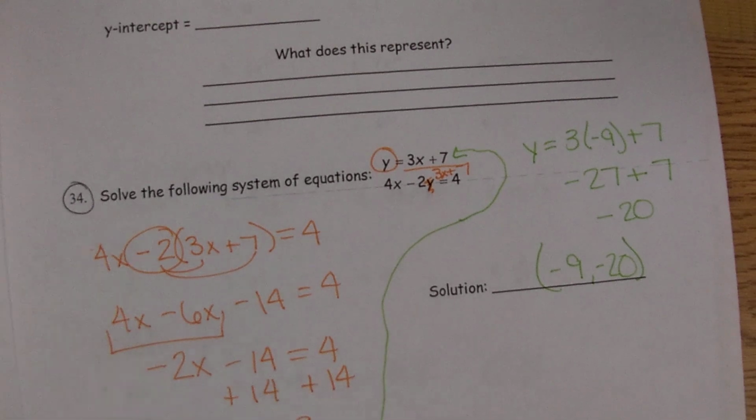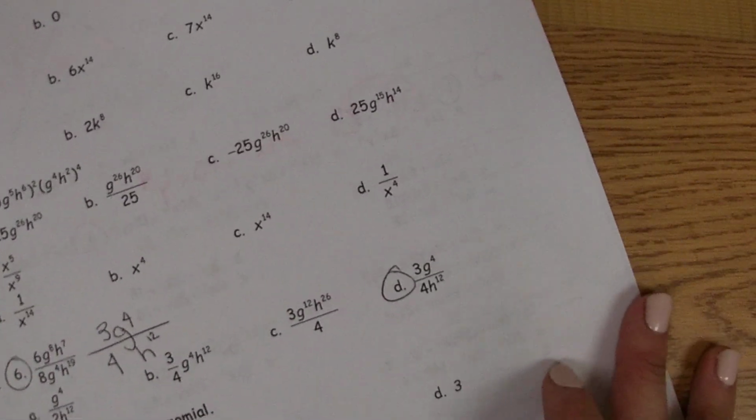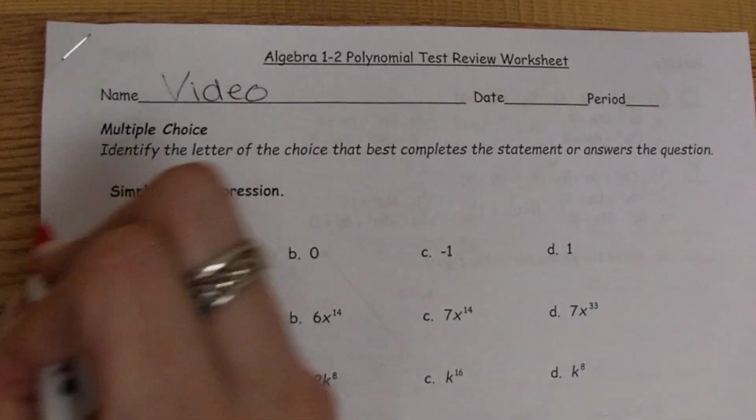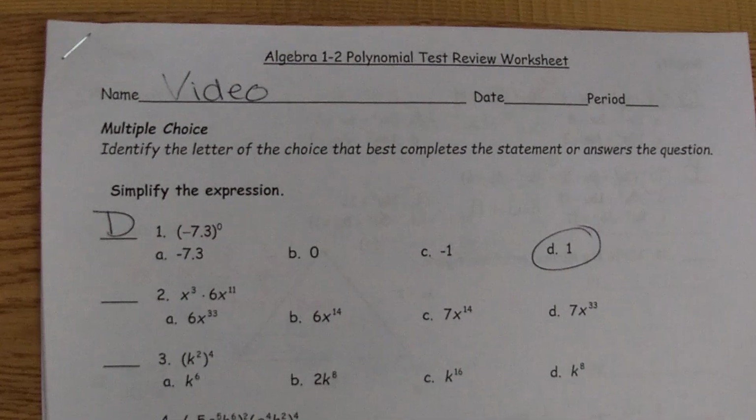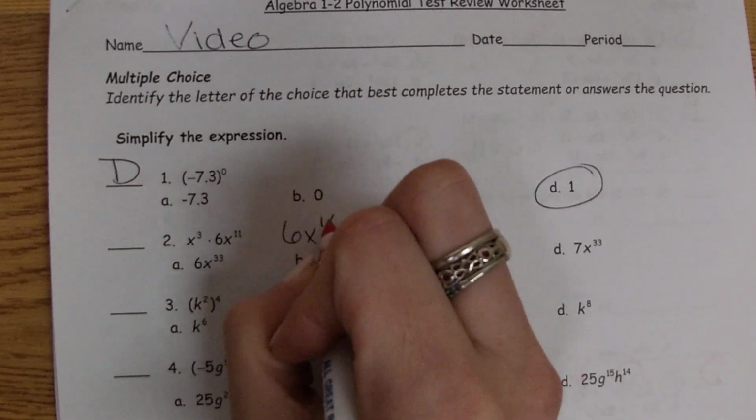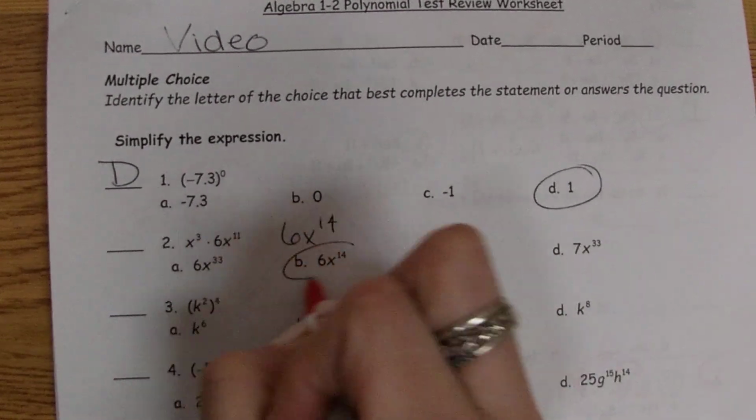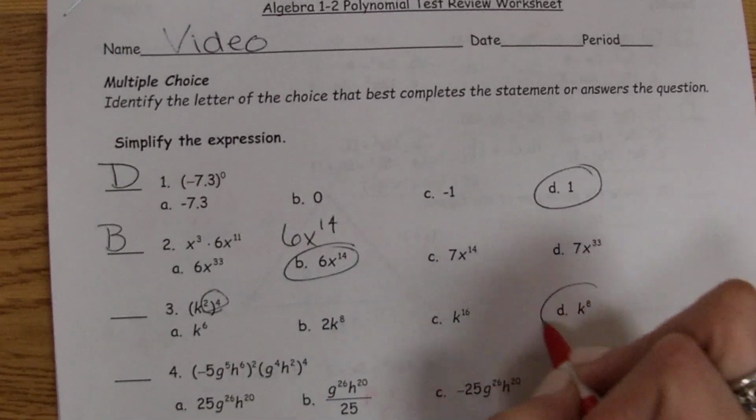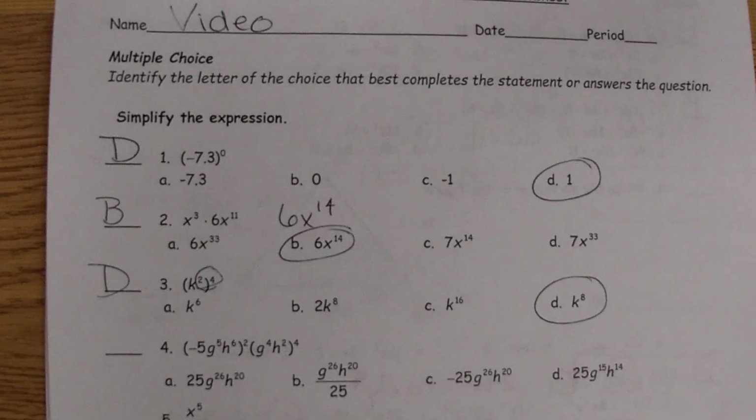Now, I'm going to really quick go through and just fill in answers. So I'm not going to give full explanations. I'm just going to go through and do some work here. So number 1, anything to the 0 power is 1. So this is D. 2, when we multiply, we add exponents. So we'll get 6x to the 14th. Exponent to an exponent on 3, we multiply. So that gives us k to the 8th.